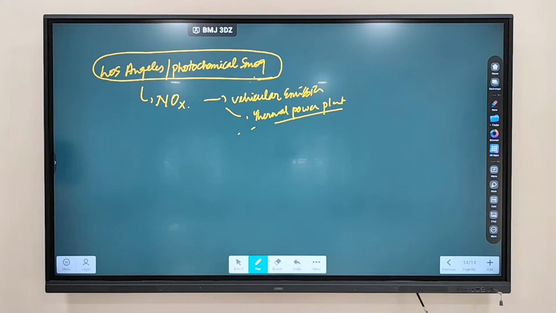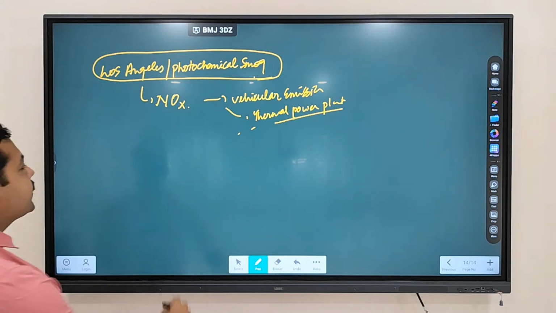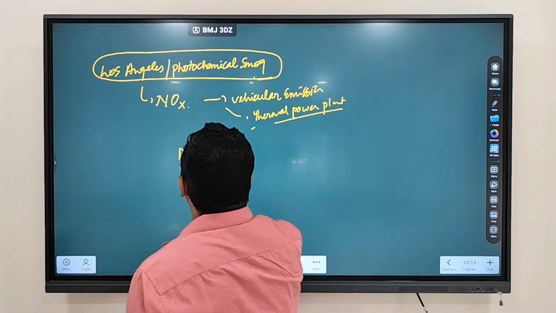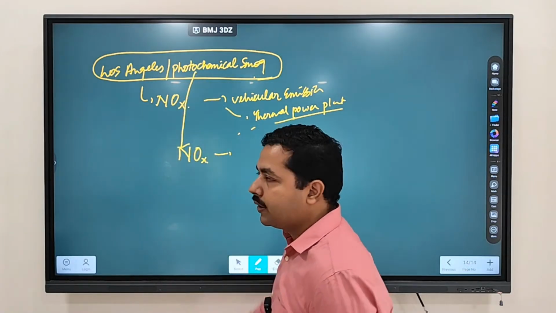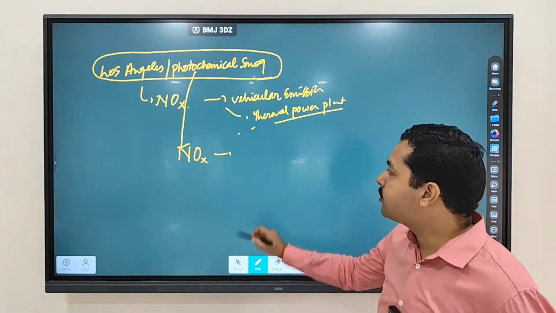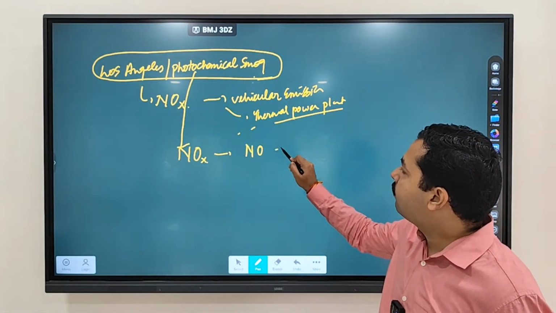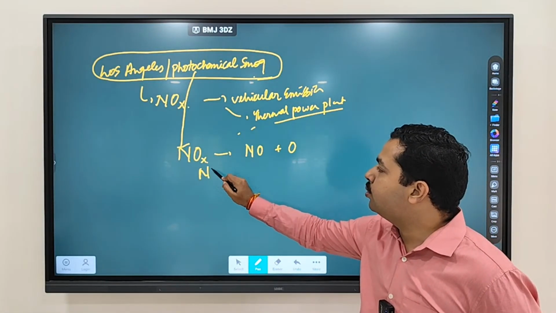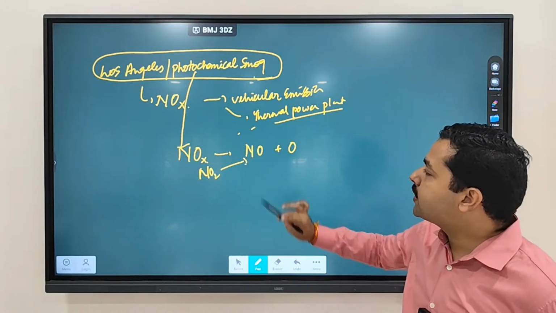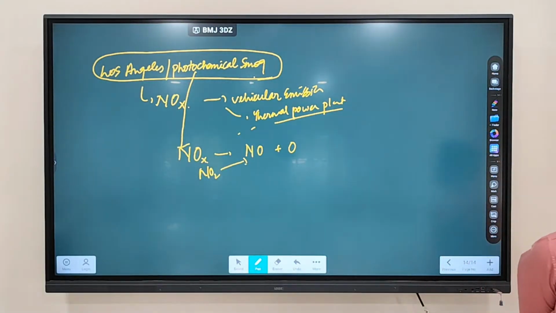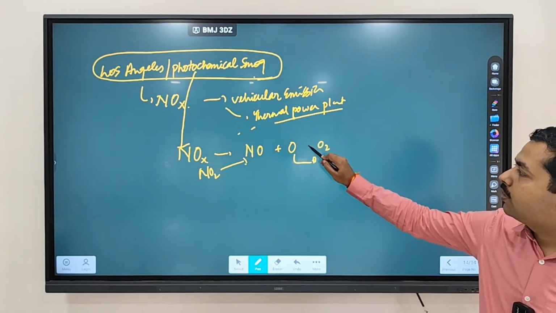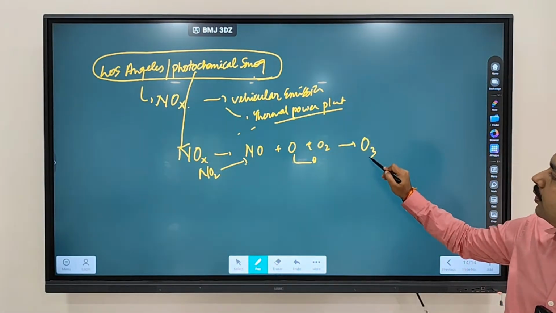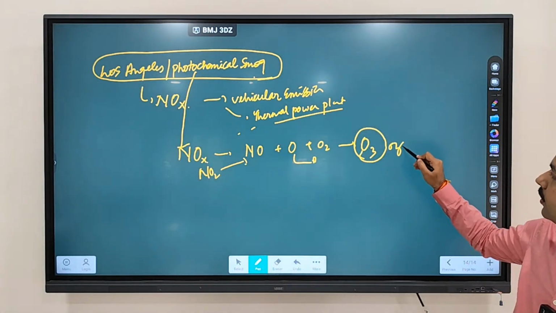Fine. Now this NOx breaks down in the presence of what? In the presence of light. Let's say it is NO2. This NO2 breaks down in the presence of light into NO plus O. Clear? This O reacts with whom? Oxygen, forming what? O3, which is ozone.